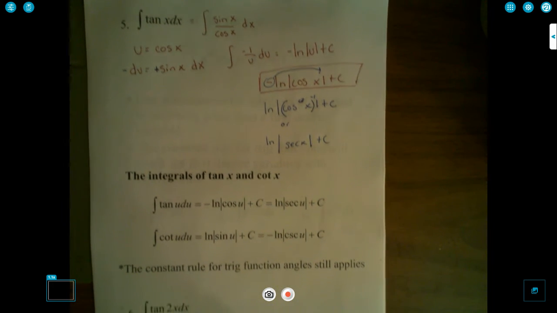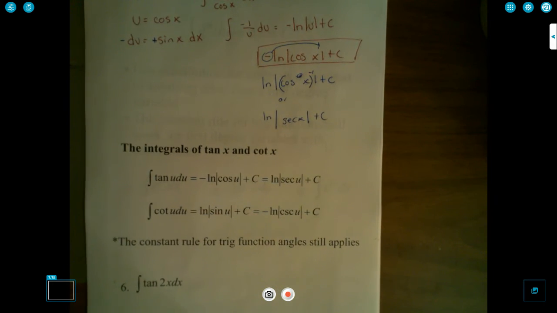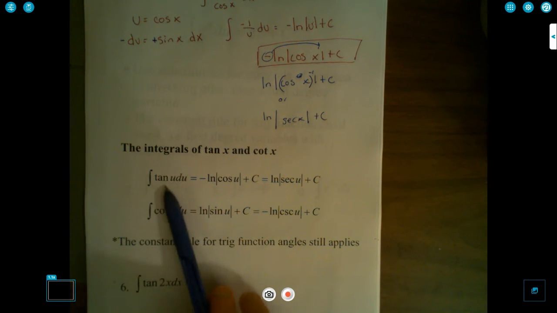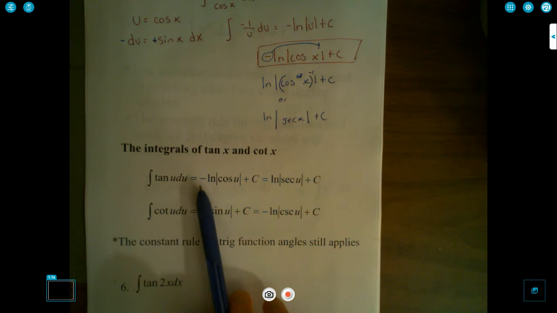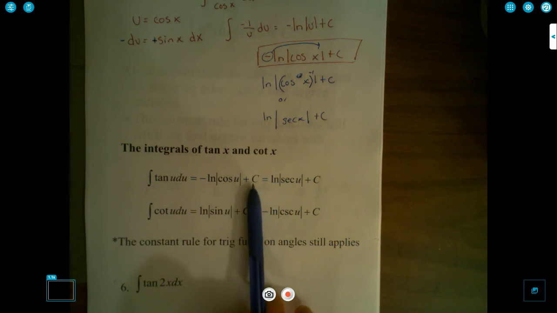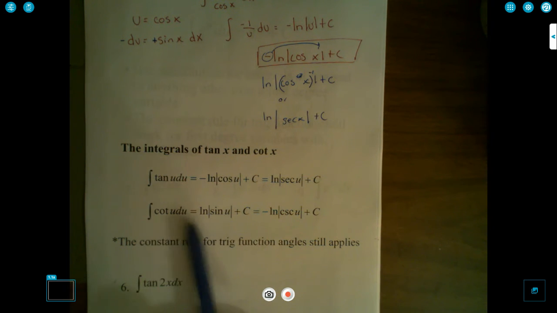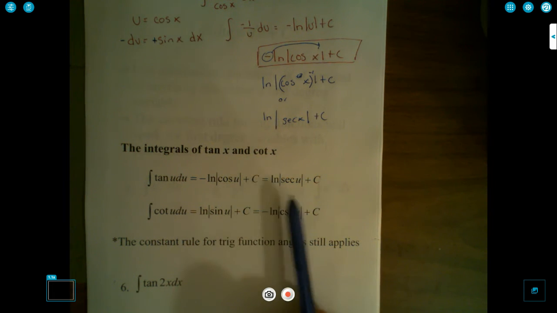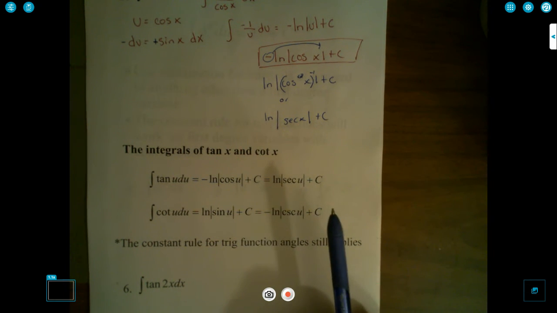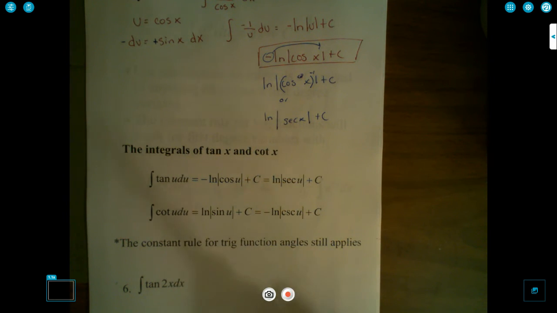And that's where, when we come down here, they have these two rules. So when I have the antiderivative of tangent, we could say, hey, it's the negative natural log cosine u plus c. And then if I had cotangent, we could have the opposite. We could say it's equal to the positive natural log sine u plus c. You could also take these out to secant, cosecant if you wanted to. I'm honestly going to leave it alone.